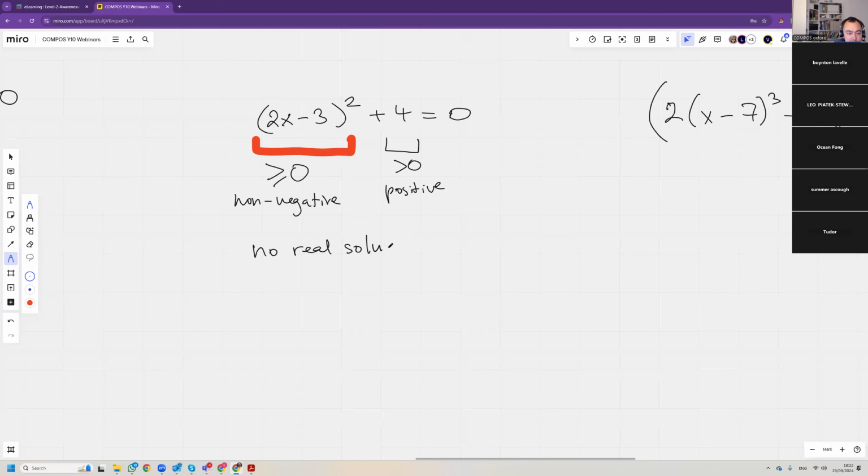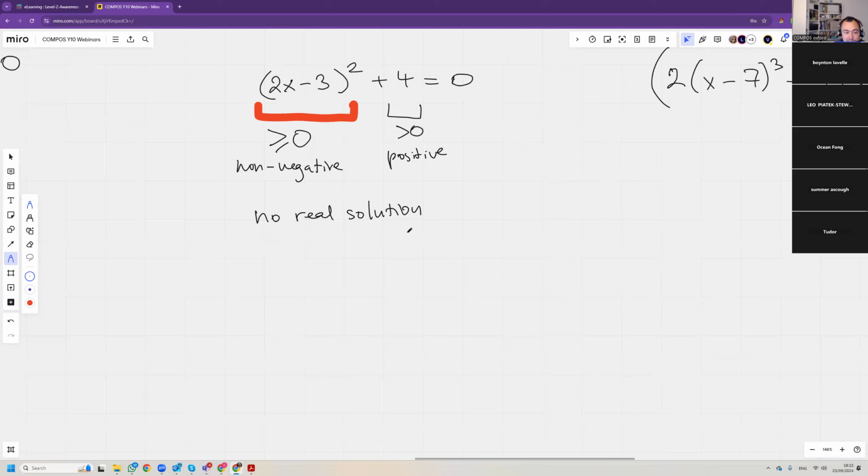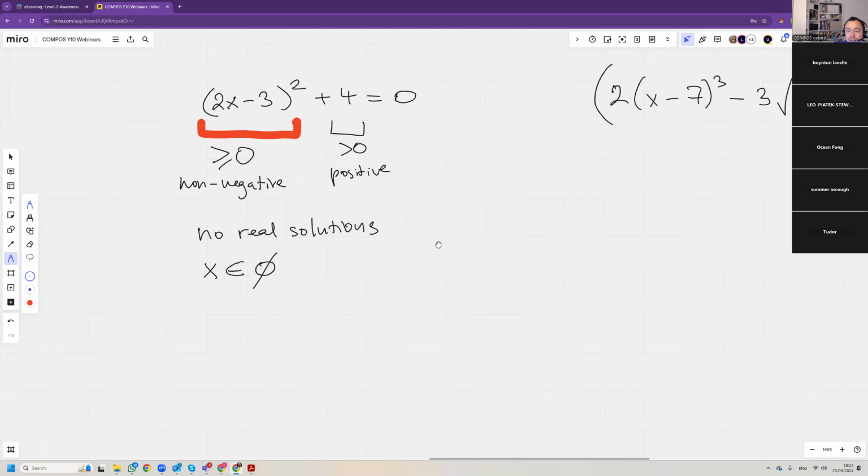In maths, the short way of writing no real solutions is x belongs to the empty set. Yeah, you can rearrange it, but even without rearranging it, you just look at it and say, oh, that's squared plus 4. That's not possible.